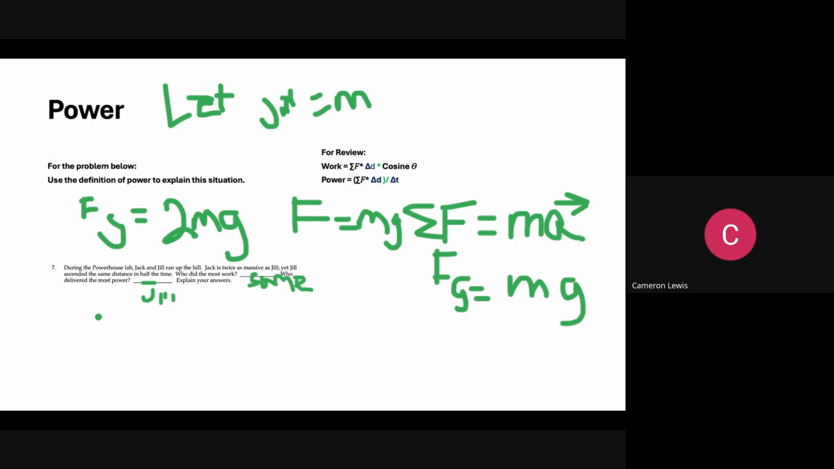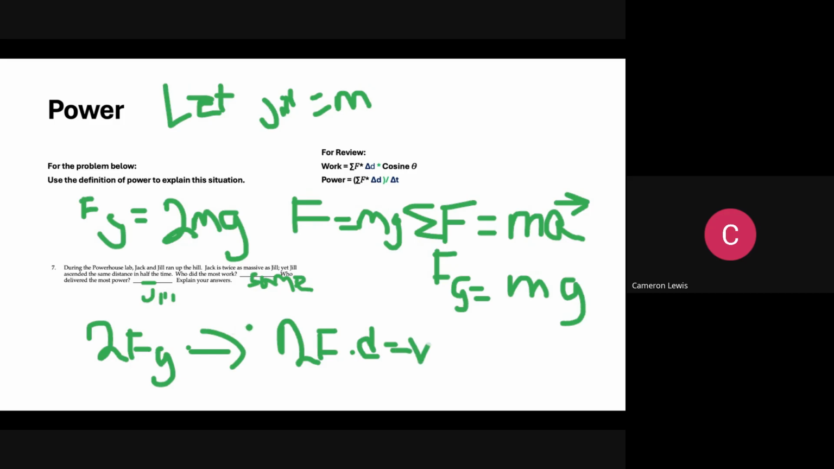So what does that do in terms of their force? Jack's force would really be twice that of Jill's. So Jack has twice as much force as Jill, but they go the same distance. So now, Jack is 2F times the distance. That's his work. Where Jill is F times the distance, just her regular force. That's her work.